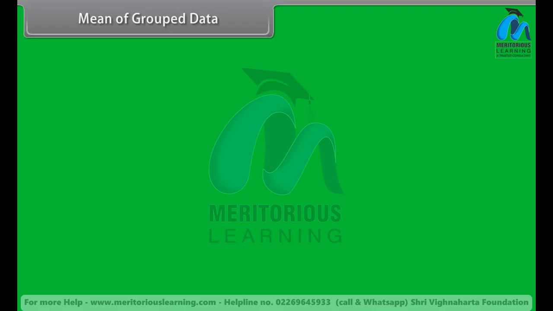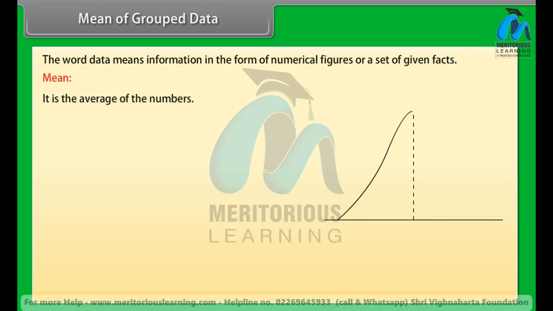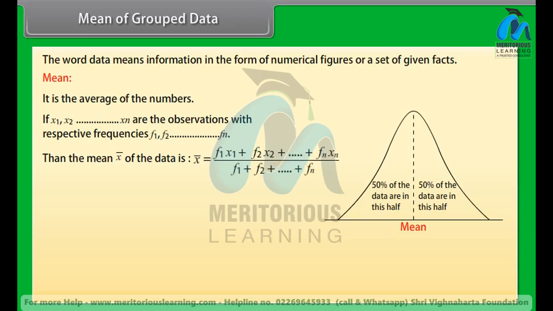Mean of grouped data. The word data means information in the form of numerical figures or a set of given facts. Mean. It is the average of the numbers. If x1, x2, and so on till xn are the observations with respective frequencies f1, f2, and so on till fn, then the mean x bar of the data is x bar equals (f1 x1 + f2 x2 + ... + fn xn) / (f1 + f2 + ... + fn).